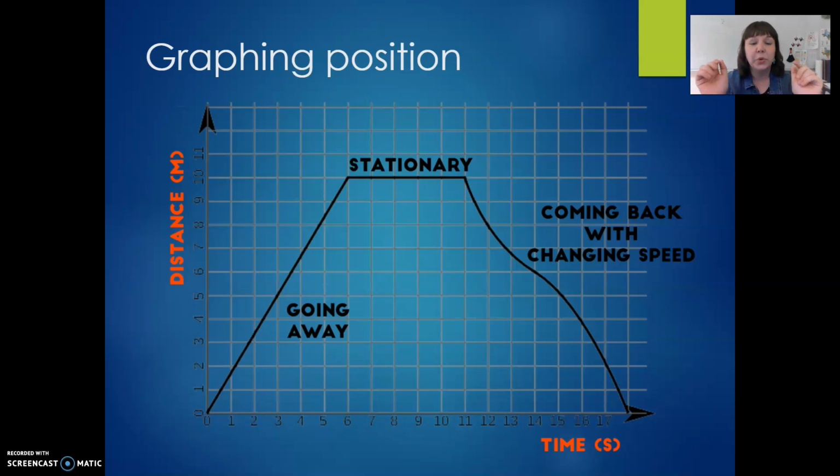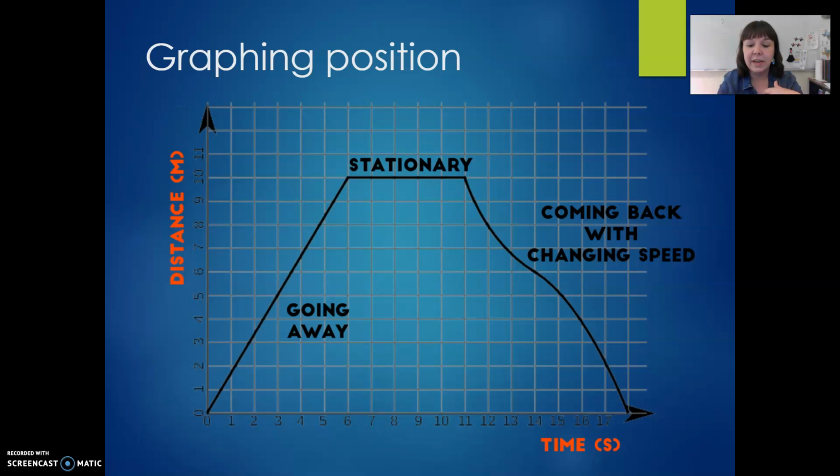From 6 to 11 seconds, I was stationary. So there was no change in distance. I was at 10. Come back and check, yep, still at 10, come back and check, still at 10. Then if you look from 11 seconds on, I have returned back to the origin. So returning back to the origin puts me going in a negative direction. I'm going backwards, so that would be a negative velocity.